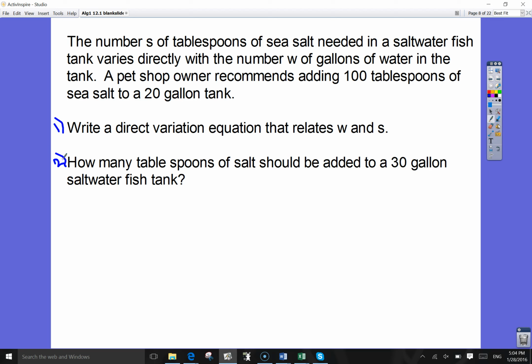A pet shop owner recommends adding 100 tablespoons of sea salt to a 20-gallon tank. Right? So here's our 2 tasks. Write a direct variation equation that relates W, remember that was the gallons of water, and S, that was tablespoons of sea salt. Then answer this question: How many tablespoons of salt should be added to a 30-gallon saltwater fish tank?